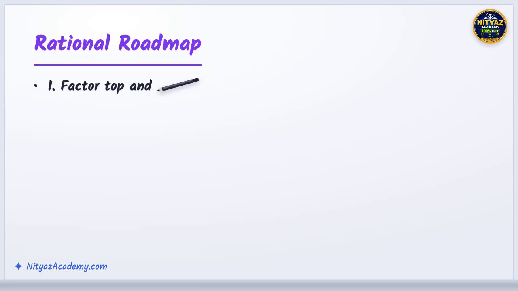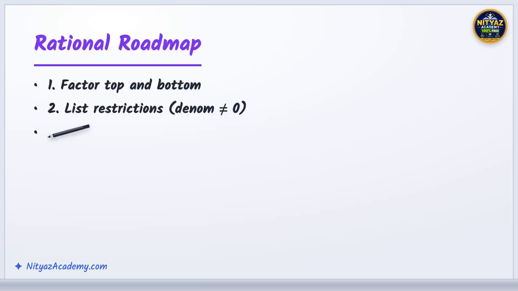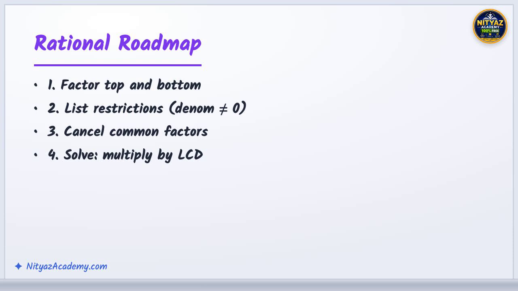Let's wrap up. Factor the numerator and denominator, list every restriction where the bottom would be 0, then cancel common factors. To solve an equation, multiply through by the least common denominator and check your answer against the restrictions. Stay alert to those forbidden values, and rational expressions become totally manageable.